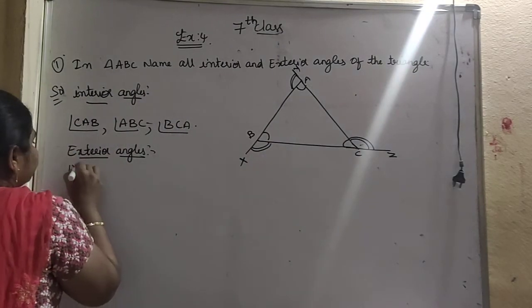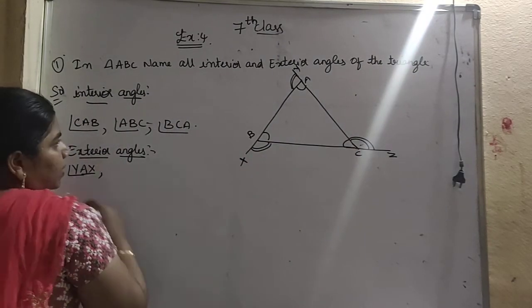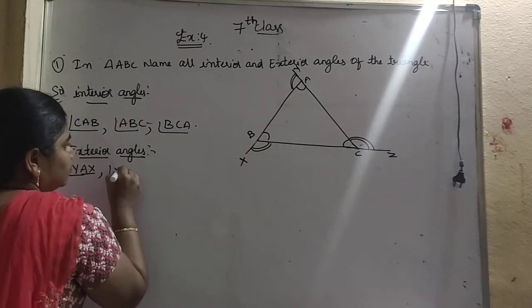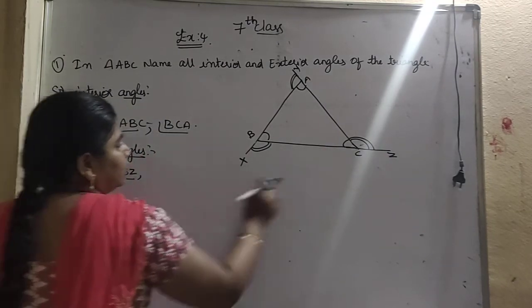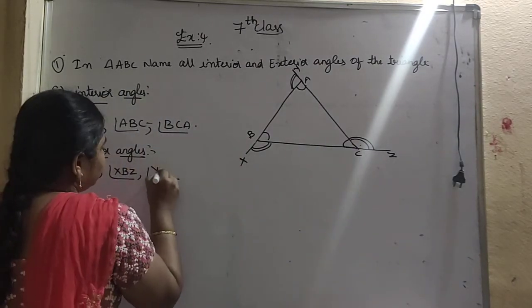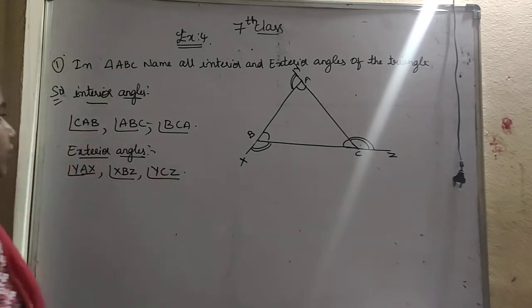YAX. Next is this part XBZ. And this part, that is YCZ. So these are exterior angles and interior angles.